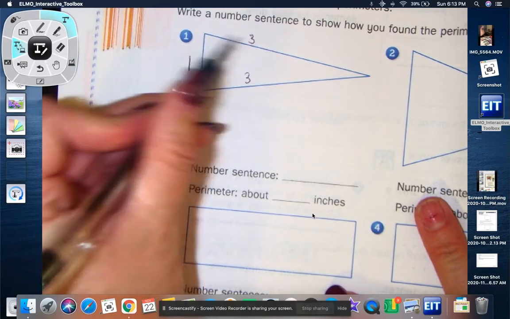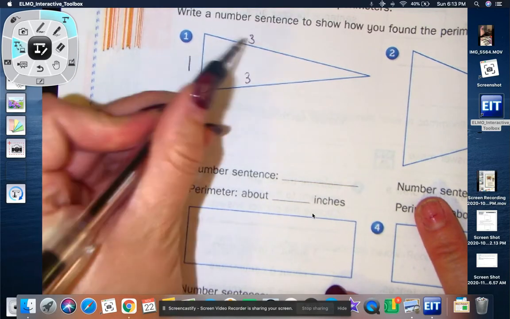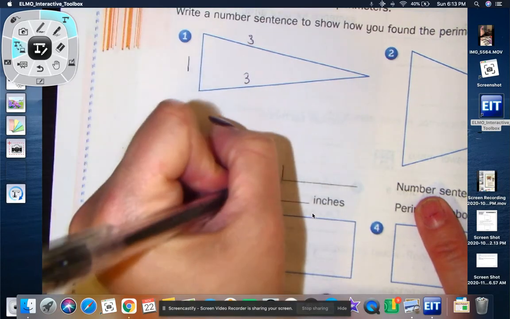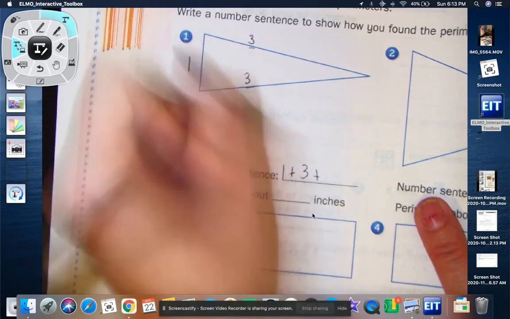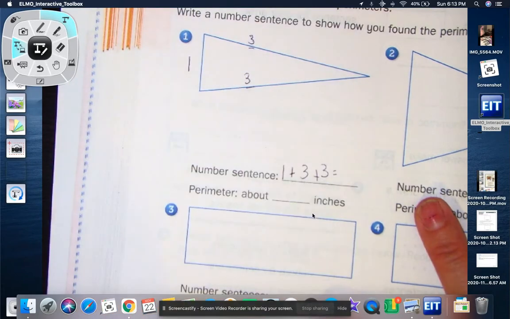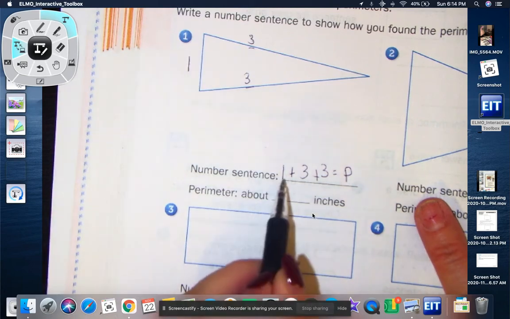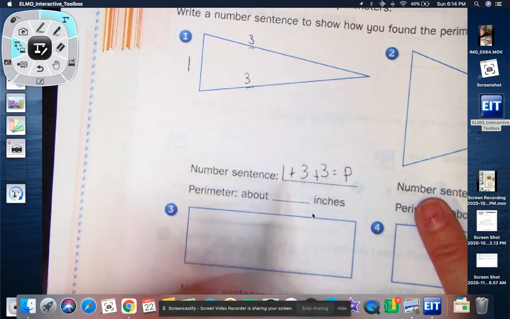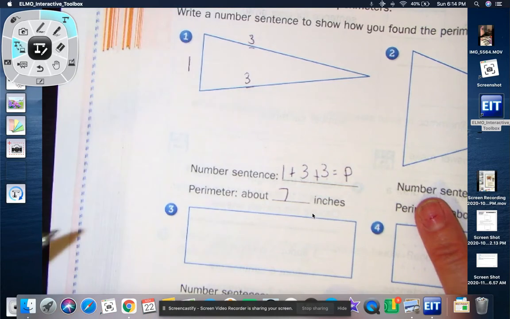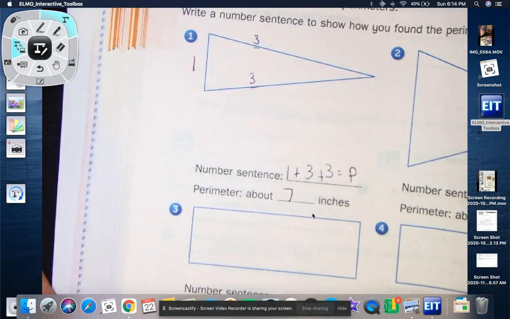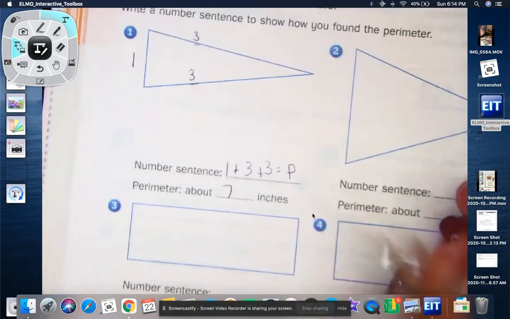Our number sentence is all of the sides added together. So we're going to have 1 plus 3 plus 3. And I'm going to put equals P for perimeter. When I add those together, 3 plus 3 is 6, plus 1 more is 7. The perimeter of number 1 is 7 inches. It already tells us what unit we're using.